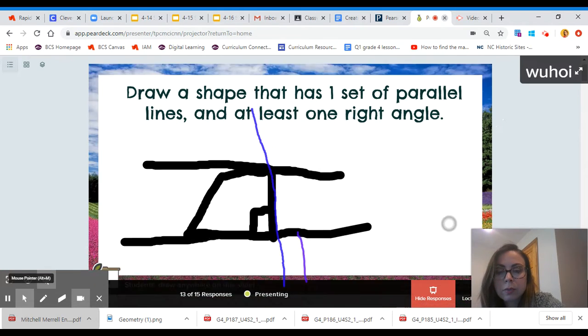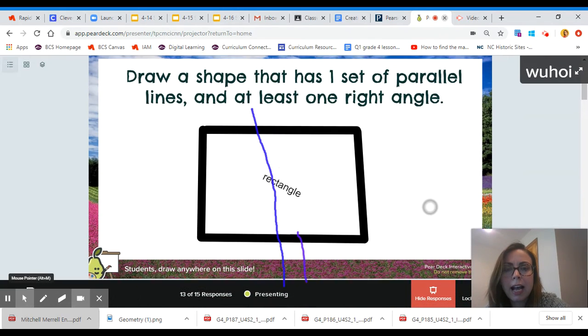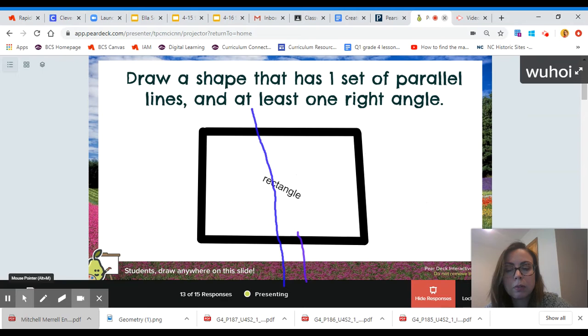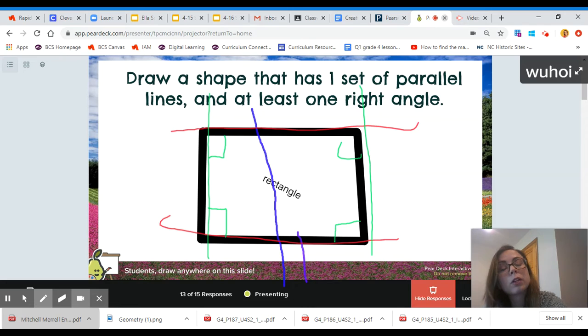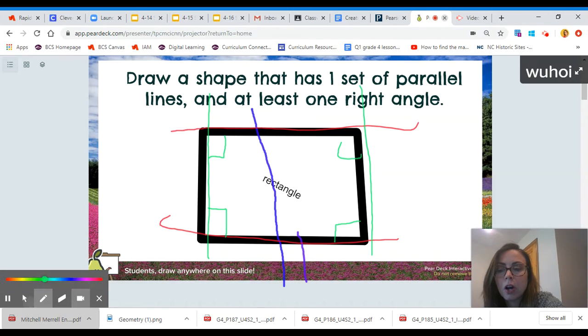And the next one, draw a shape that has one set of parallel lines and at least one right angle. That has two sets of parallel lines. If we extend those out, you can see that there's two sets. And there is at least one right angle. Indeed, there are four. Now, if we're going by, it can only have one set of parallel lines. This will not be correct.